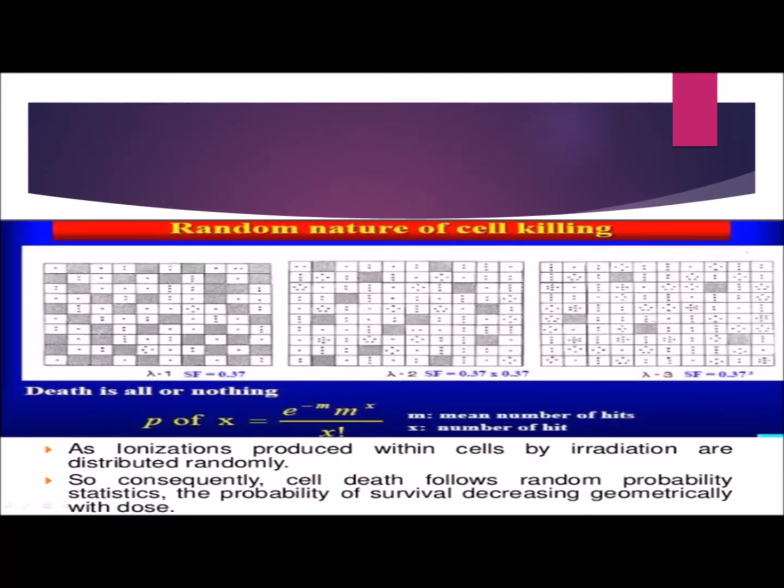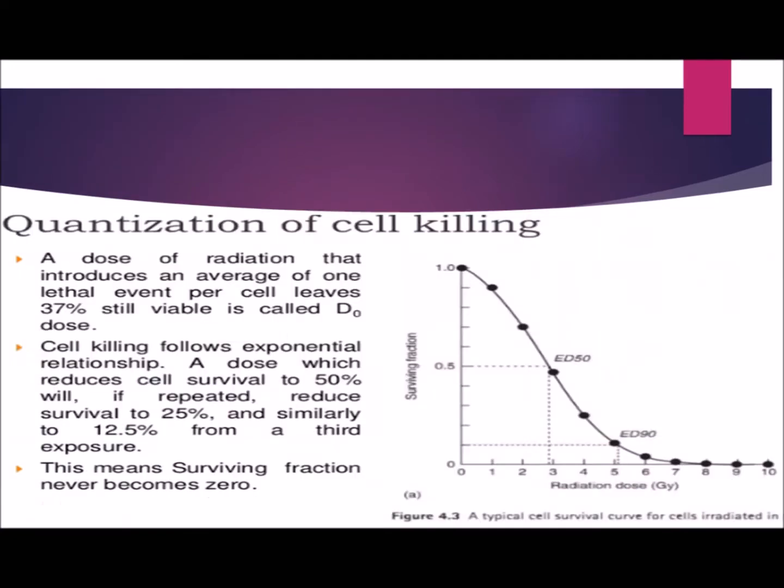Random nature of cell killing, as ionizations produced within cells by irradiation are distributed randomly. Consequently, cell death follows random probability statistics, the probability of survival decreasing geometrically with dose.